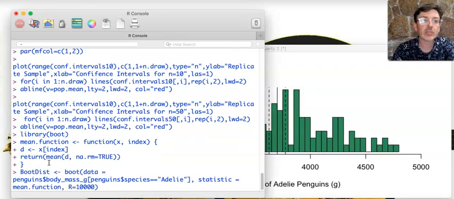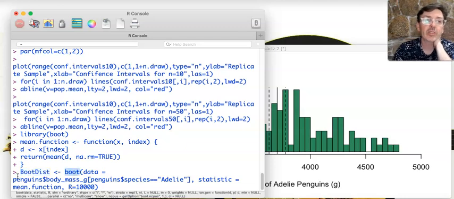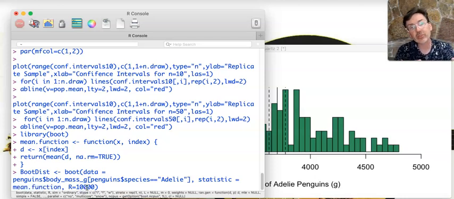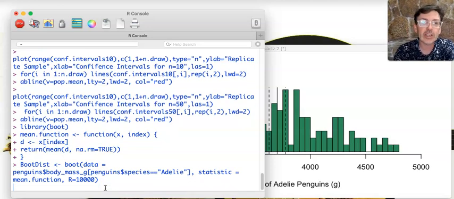calculating mean values. So I'm going to make a new object called boot distribution. The function is called boot. There's the data that I'm sampling from. The test statistic I'm using is my mean function. And I want to do 10,000 samples. So 10,000 samples, 10,000 means. And as you can see, I hit enter. It's done in just like a second or so.